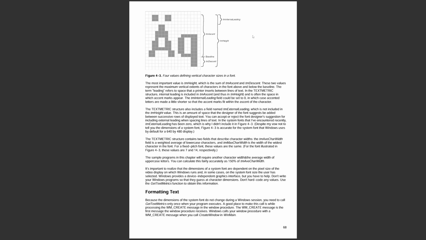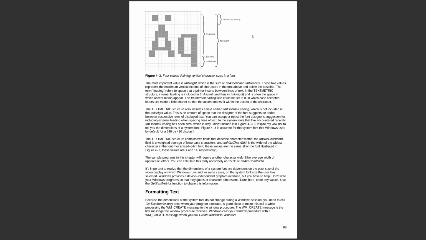The most important value is TM height, which is the sum of TM ascent and TM descent. These two values represent the maximum vertical extents of the characters in the font above and below the baseline. The term leading refers to space that a printer inserts between lines of text. In a text metric structure, internal leading is included in TM ascent, and thus in TM height.